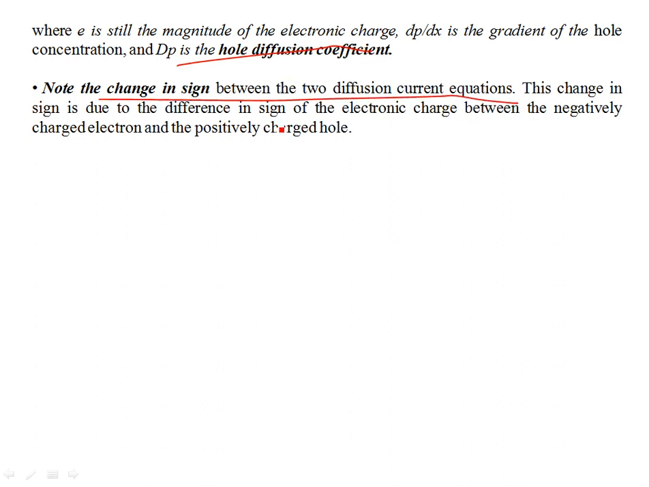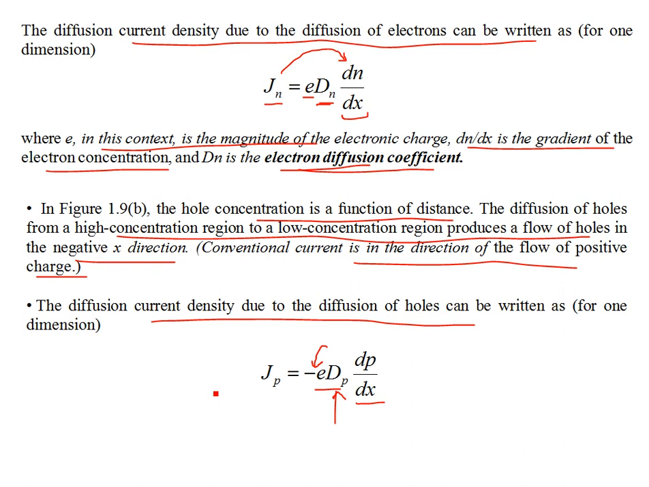This change in sign is due to the difference of sign of the electronic charge between the negatively charged electron and positively charged holes. So you know that both the holes and electrons are going to contribute independently towards the diffusion current in any semiconductor material, and the sum of them, Jn plus Jp, is going to contribute towards the total diffusion current in a semiconductor.